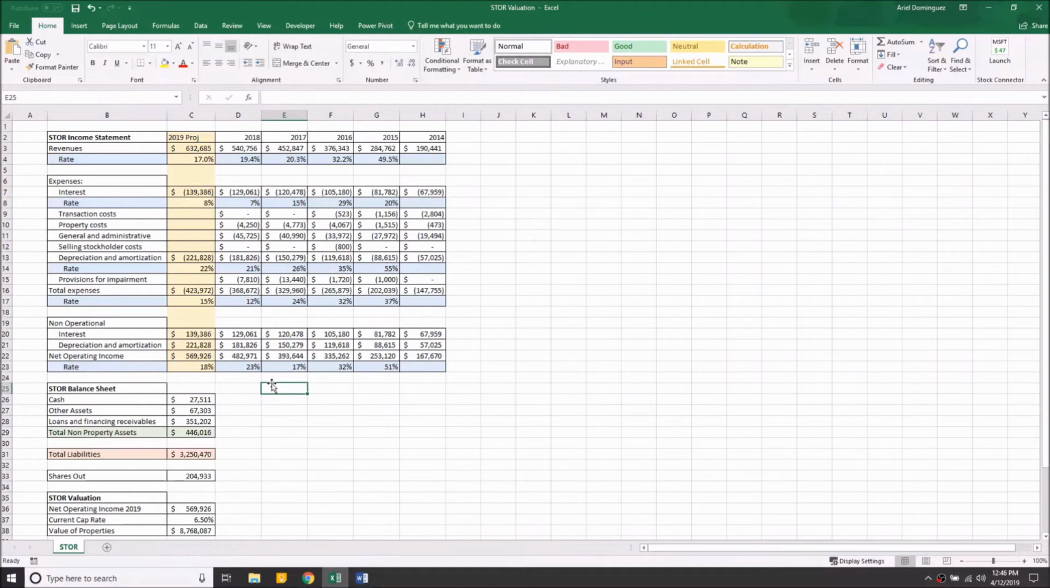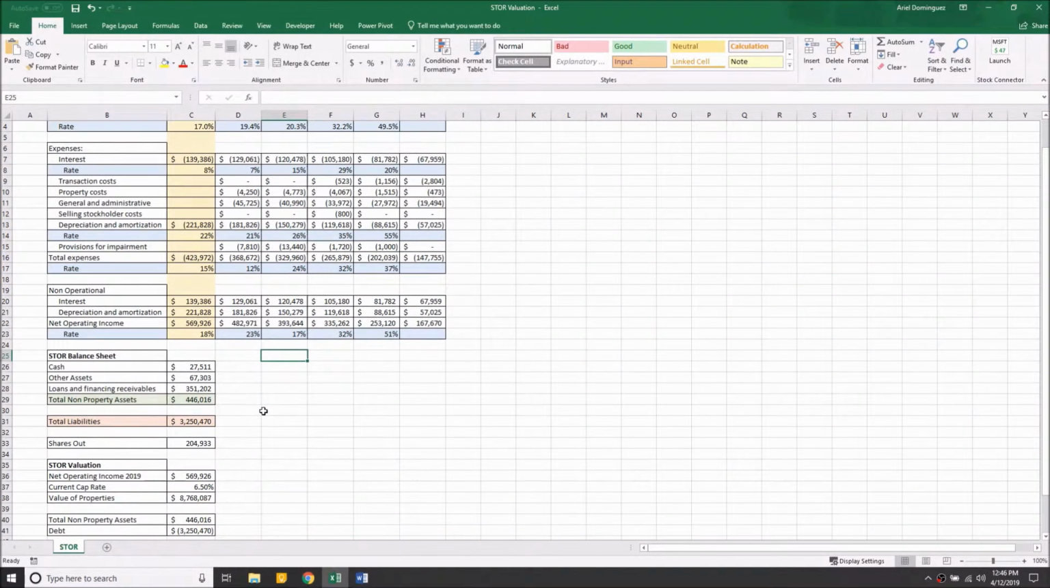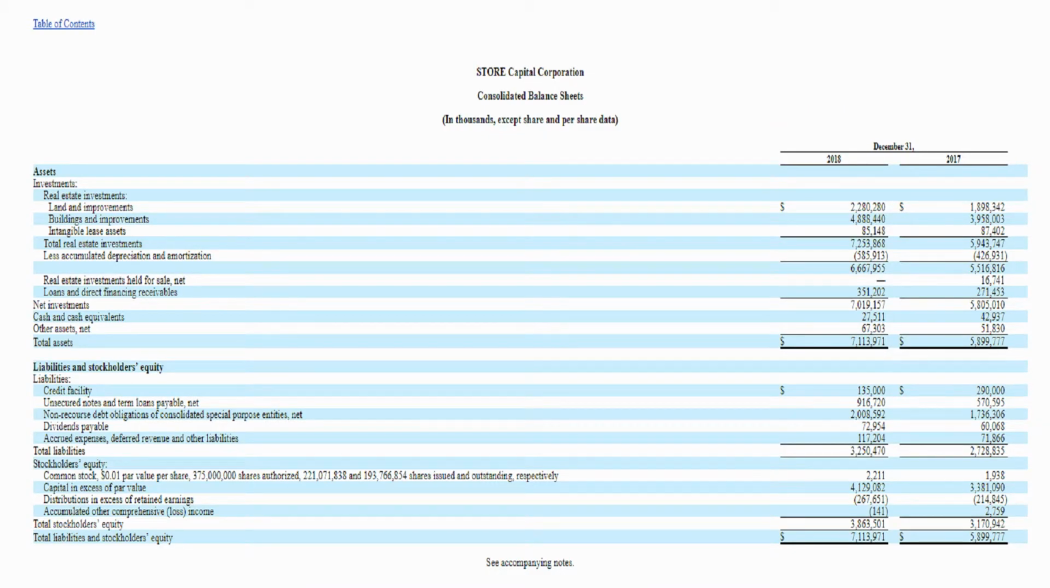So once we find the net operating income for the projected year, for the next year, in this case 2019, we can go ahead and take a look at the balance sheet. And for most REITs, you're going to have a few of the same items, which are going to be the properties and the land and improvements that they own, any land held for development, cash, receivables, and other assets.